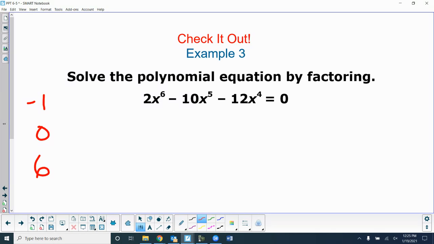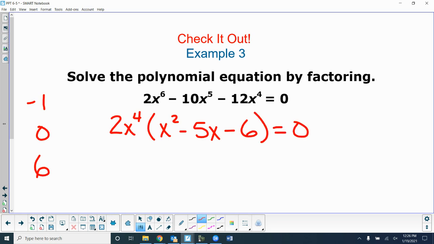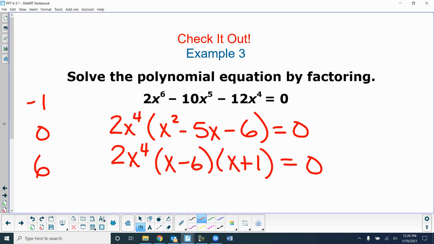All right. So 2x to the 4th is my GCF, right? And then I got x squared minus 5x minus 6, right? And then I still have that 2x to the 4th and an x minus 6 and an x plus 1. Negative 6 times 1 is negative 6, and negative 6 plus 1 is negative 5, right? So this is a negative 1, that's a positive 6, and then this is a 0, right? These two work once. This one works 4 times.